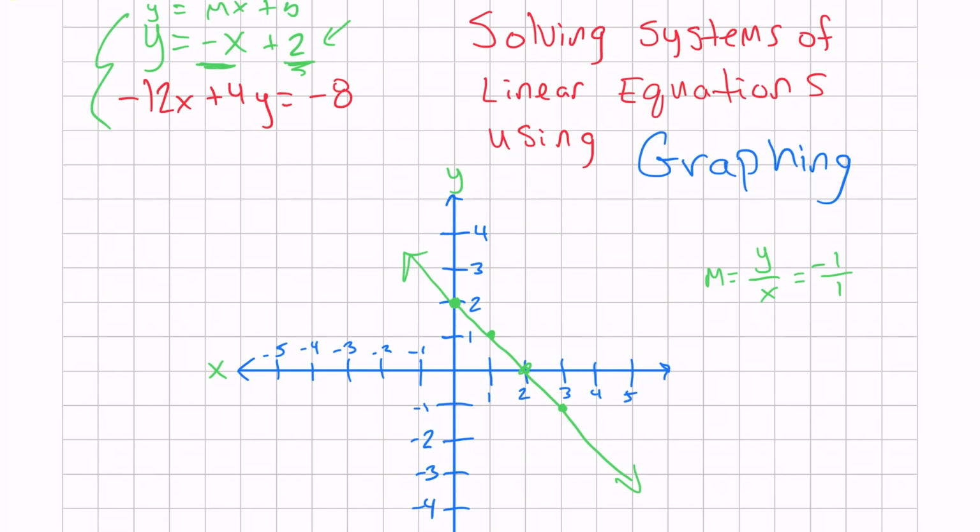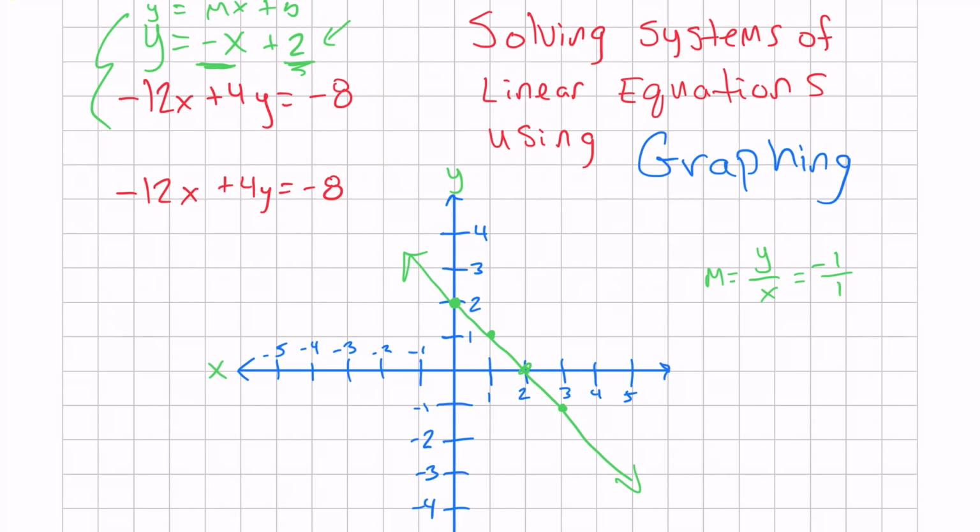Now what we need to do is graph our second line. If you'll notice here though, our second equation is not in slope-intercept form. It is not in the form of y equals mx plus b. So we need to get it into that form so we can graph it. So what we need to do is rewrite the equation -12x plus 4y equals -8, and we need to write it in slope-intercept form. So if you notice, that means y is on the left side of the equal sign and everything else, our x value and our y-intercept, are on the right side.